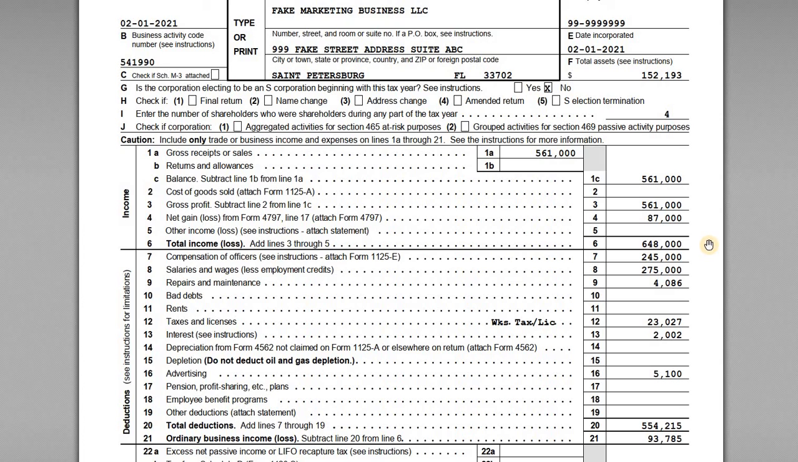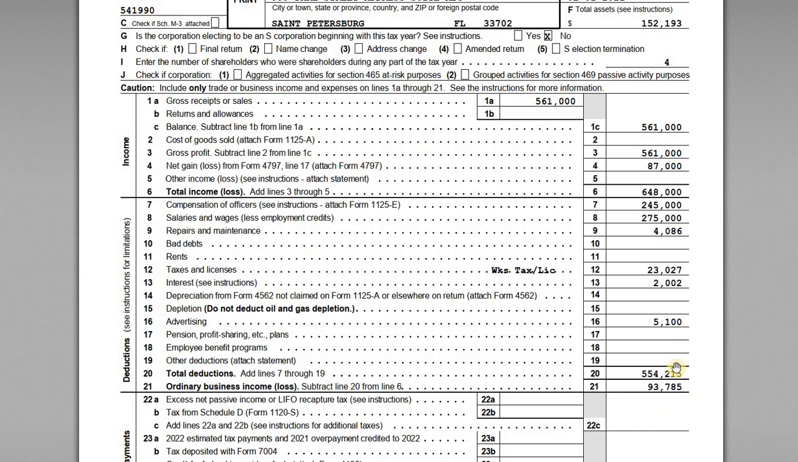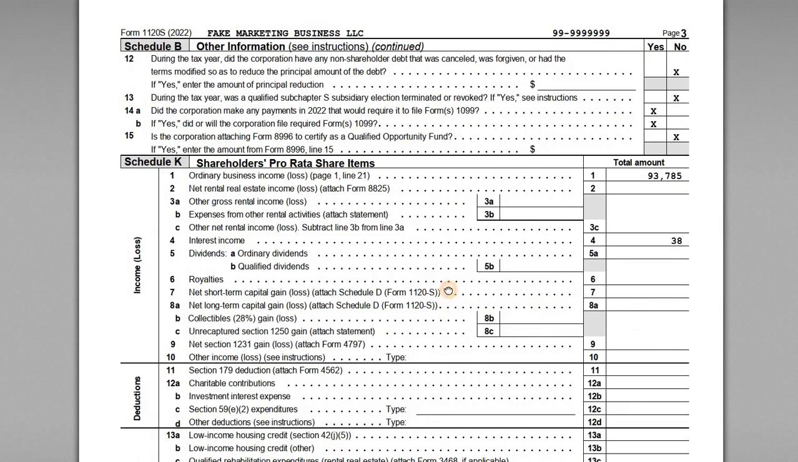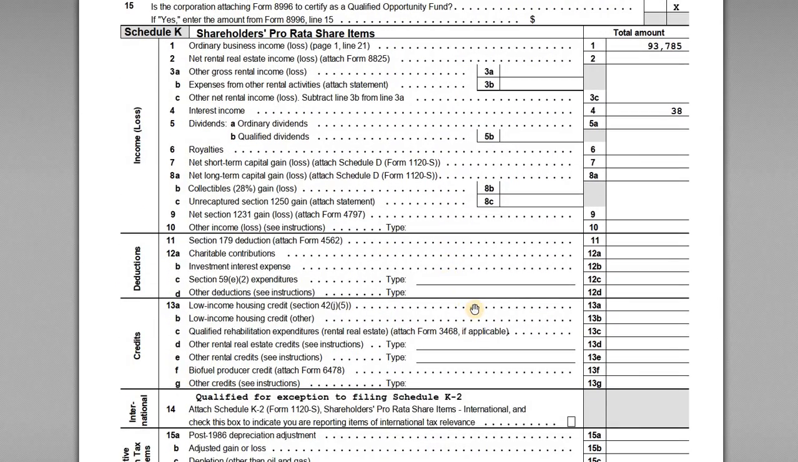It's not separately stated, right? So it's all being recorded on page 1. So it's being included in our net ordinary business income or loss number down here. And in contrast, if we look at Schedule K, for example, in some cases, if you did sell the property and you had perhaps a 1231 gain amount, we would see net 1231 gain separately stated down here on line 9. Again, we don't have any of that in this example.